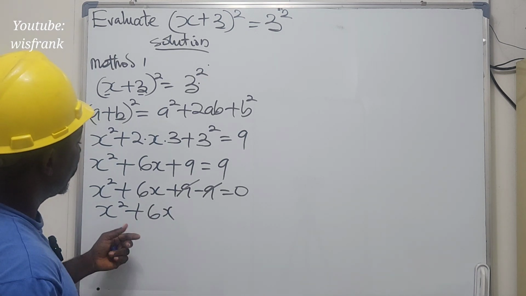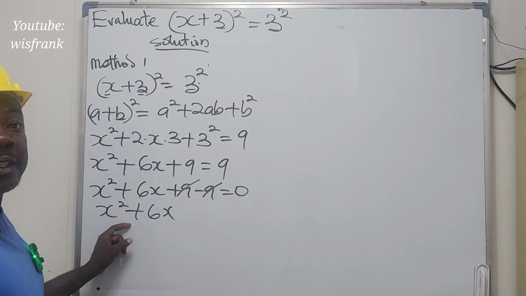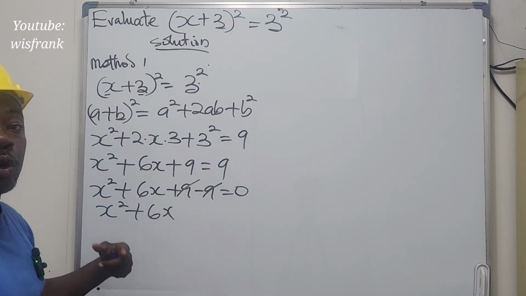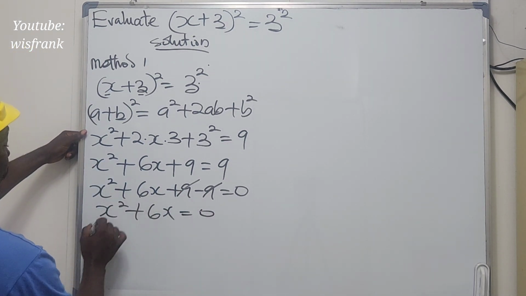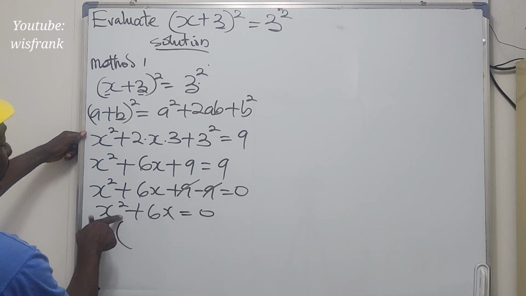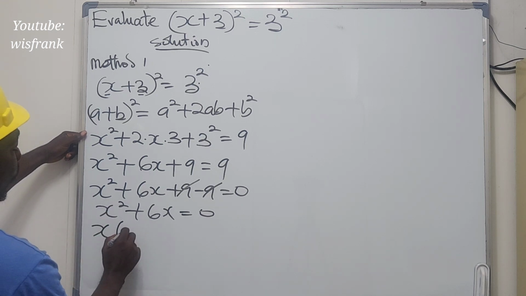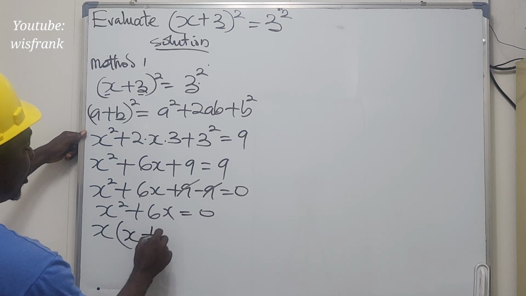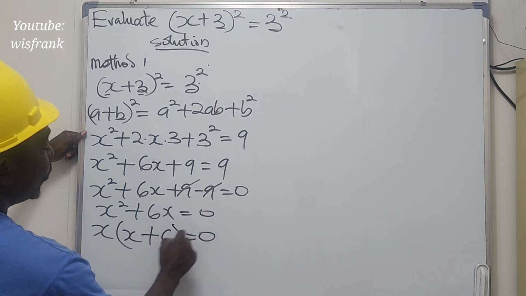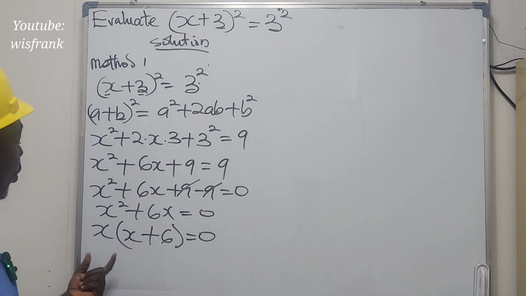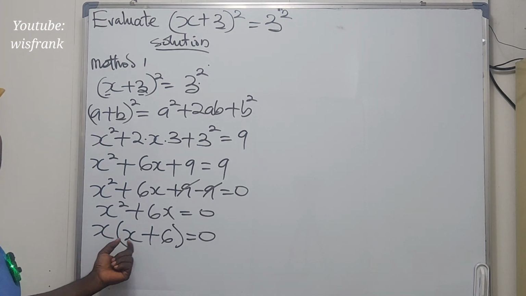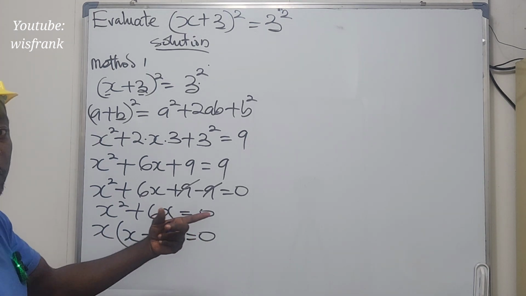So in this case, we can see that we have x as common between these, so we can factor it out. This equals 0. This will become x into, dividing x² by x will give us x. Dividing 6x by x will give us + 6, all equals 0. We have two products here, two parentheses, where the first parenthesis must be equal to 0 or the second parenthesis equals 0.